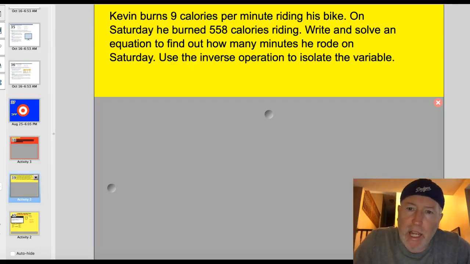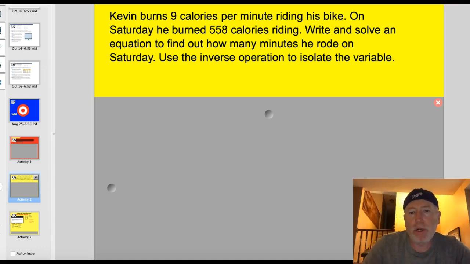Kevin burns 9 calories per minute riding his bike. On Saturday, he burned 558 calories riding. Write and solve an equation to find out how many minutes he rode on Saturday. Use the inverse operation to isolate the variable. I know this sounds complicated, but we've been through this before. You know what we're going to do. We're going to write the equation. Here we go.